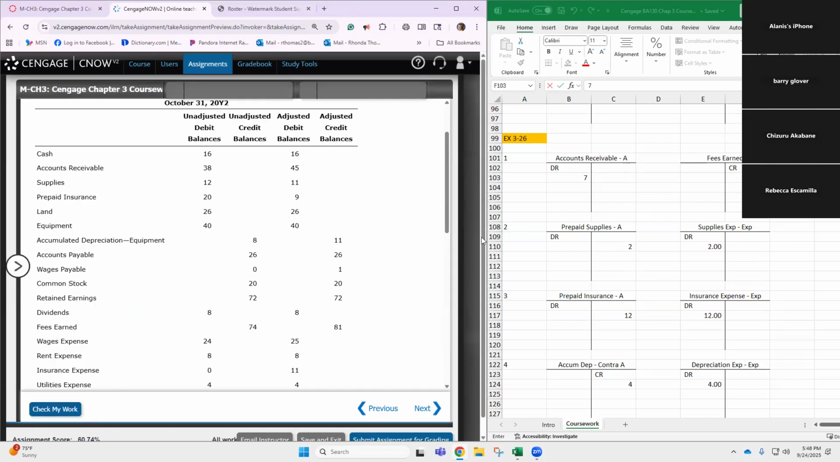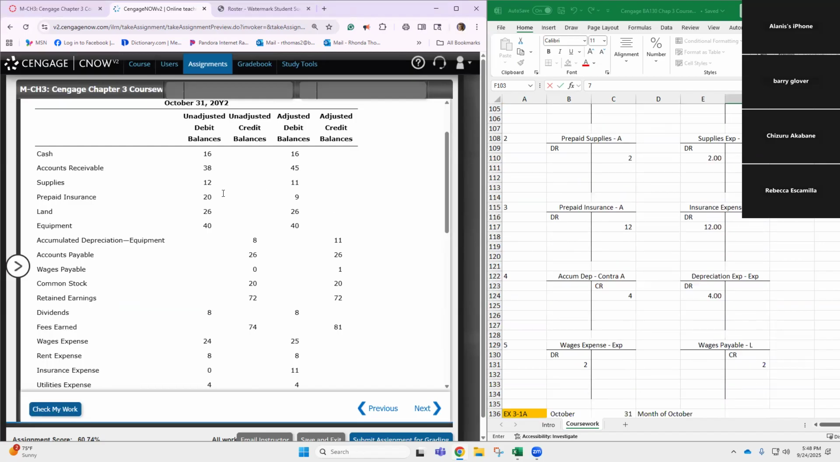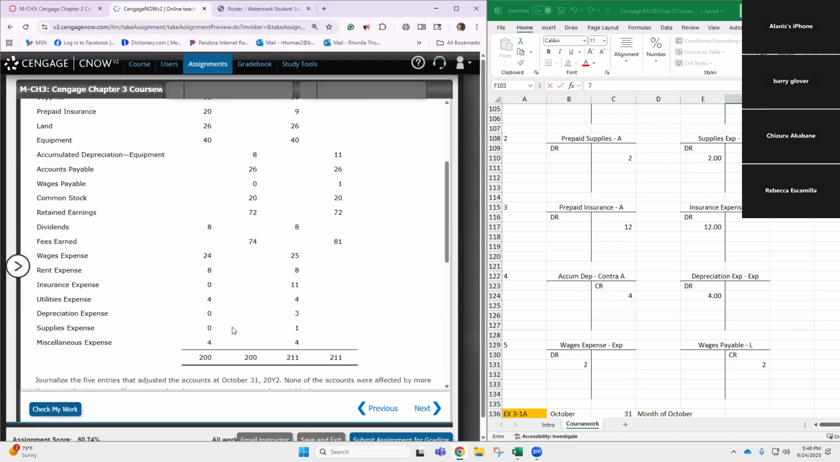Now we're looking at supplies, right? I've got an amount between 12 and 11. That's just one. You need to see what your amount is between the two. So we had 12 and now we're down to 11. And what always goes with supplies? Supplies expense. Very good. Now it had nothing in it when we did the unadjusted, but now it has 1. So that's going to match.